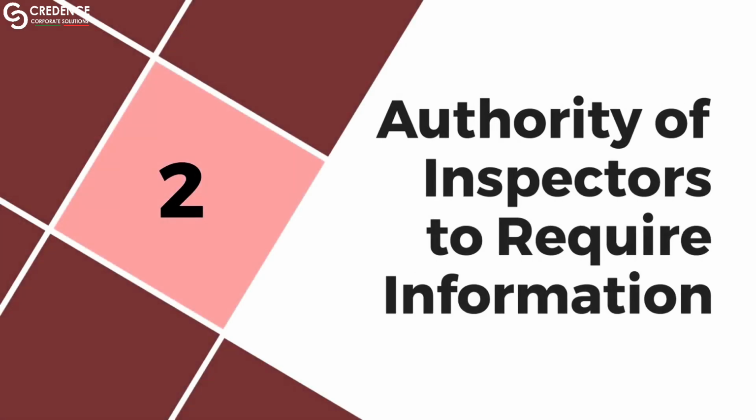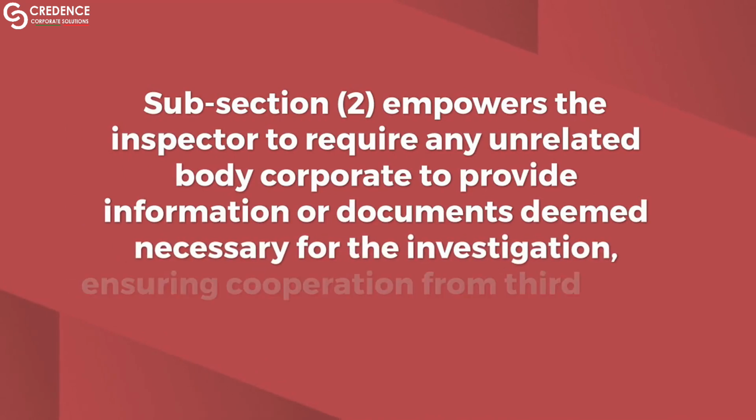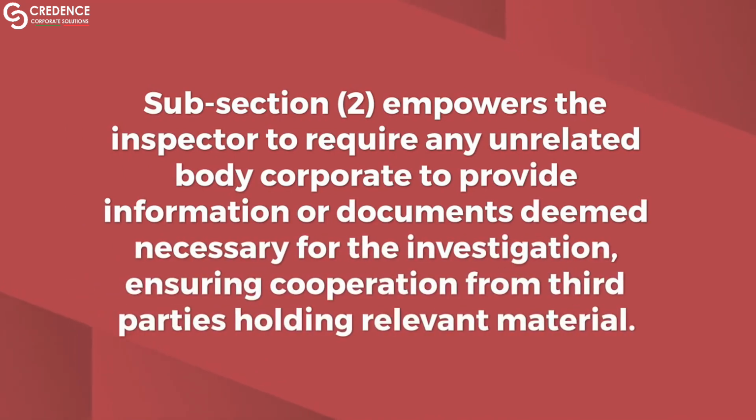2. Authority of inspectors to require information. Subsection 2 empowers the inspector to require any unrelated body corporate to provide information or documents deemed necessary for the investigation, ensuring cooperation from third parties holding relevant material.